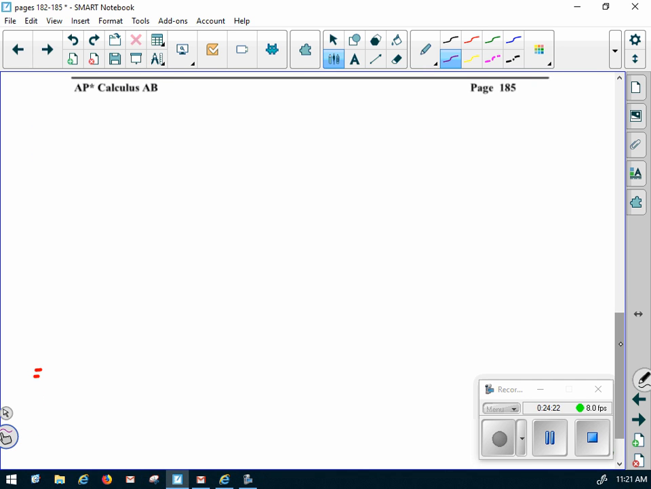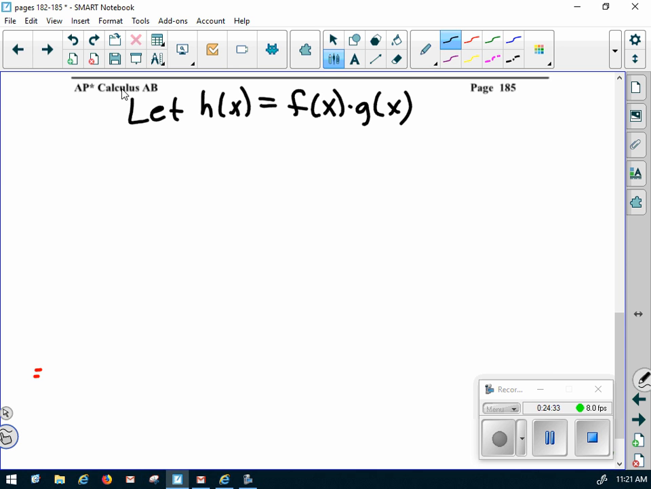All right. I'm going to let h of x equal f of x times g of x. Now, folks, the way you prove anything about a derivative is to use the definition of a derivative, which is the limit process. f prime of x equals the limit as h approaches 0 of f of x plus h minus f of x over h. That's what we have to do here.